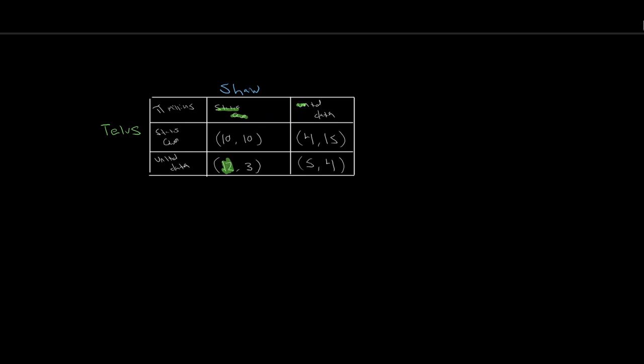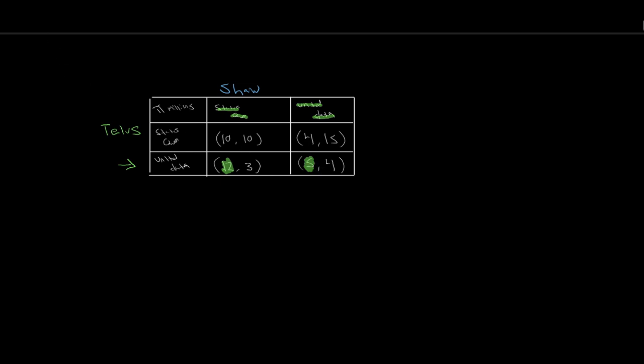What if Shaw goes unlimited data? Well, if Shaw goes unlimited data, we're looking at 4 or 5. Between these two, 5 is my better outcome, so that's what I'd prefer to do. Okay, we have Telus's best responses. We see that in each case, Telus has the incentive to go unlimited data. They have a dominant strategy in this case. Irrespective of what Shaw ends up choosing, Telus will always choose unlimited data.